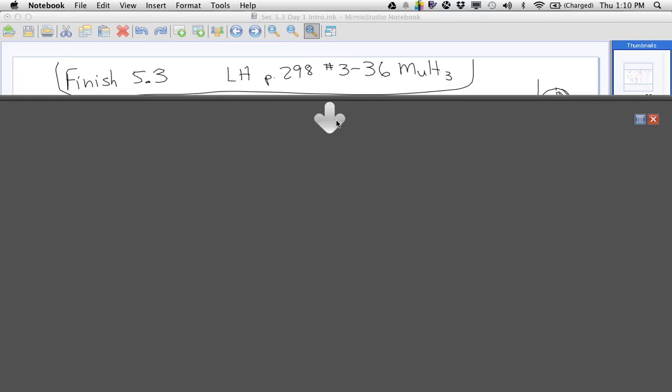Okay, so finish what your assignment sheet says is left on 5.3, and then in the LH packet, page 298, 3 through 36, multiples of 3. 3, 6, 9, 12, and so forth, so that's like 12 problems. Now, pretty much every one of those is just this fundamental theorem part 2, right? Just finding these areas.